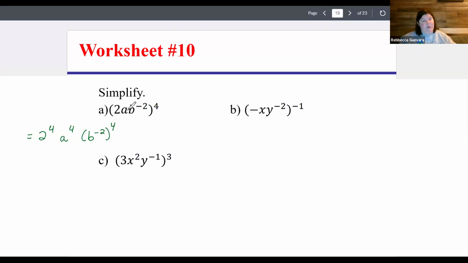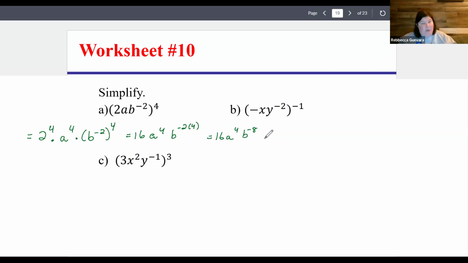Okay, so we have 2 times a times b to the -2, all raised to the power of 4. That 4 distributes to everything, so we get 2 to the power 4 times a to the power 4 times b to the power of -2 raised to the power of 4. So 2 to the 4 is 16. We keep a to the 4, and then this is just b to the -2 times 4. So this is just 16, a to the -4, b to the -8.